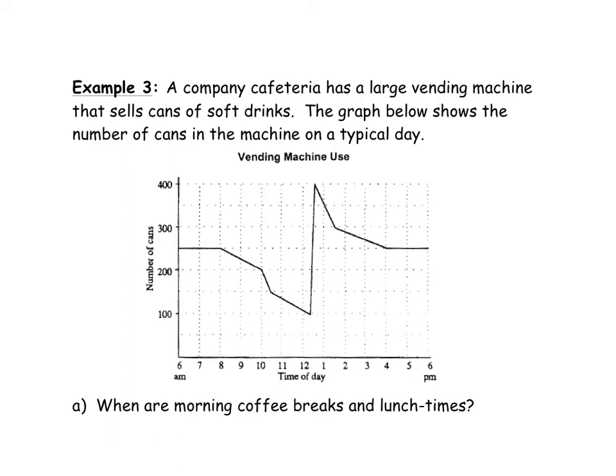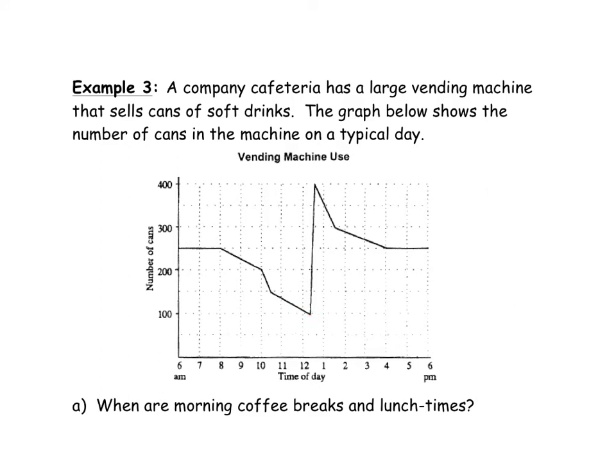Alright, so the day starts where we have 250 cans, and all of a sudden at 8 o'clock, the number of cans goes down. At 10 o'clock, it goes down really fast. And right around, I don't know, 10:30, it starts going back down to its regular constant decrease.